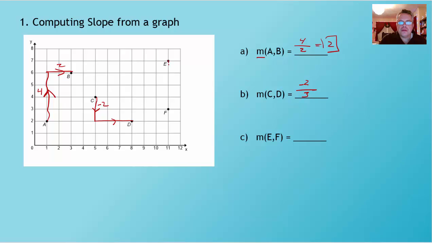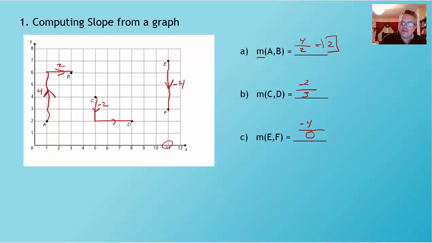All right, E and F is a little funky. I'm going to start by going down here. So the rise is negative 4. But I see that I didn't run anywhere. I didn't go to the left or to the right at all. So the change in x is 0. E and F actually both have x coordinate 11. It didn't change.